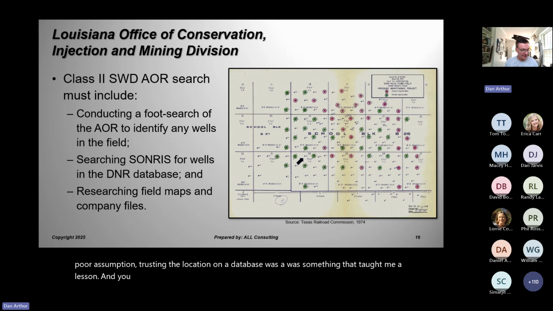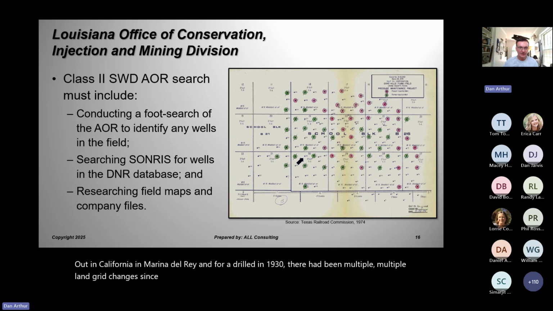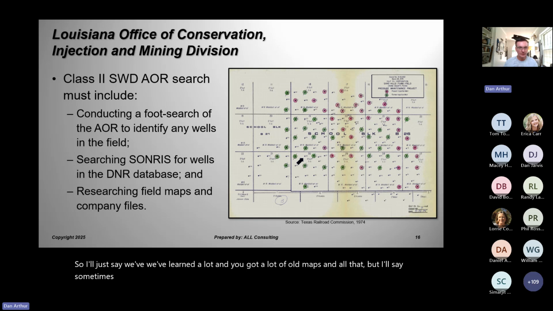I was recently also in some litigation out in California in Marina del Rey, and for a well drilled in 1930, there'd been multiple land grid changes since then, and the location of the well was a little bit different than they had anticipated. It caused some big problems, and the people doing the work didn't realize that the data wasn't perfect. So I'll just say we've learned a lot, and you have a lot of old maps, but sometimes even the old maps and the new maps aren't always accurate.